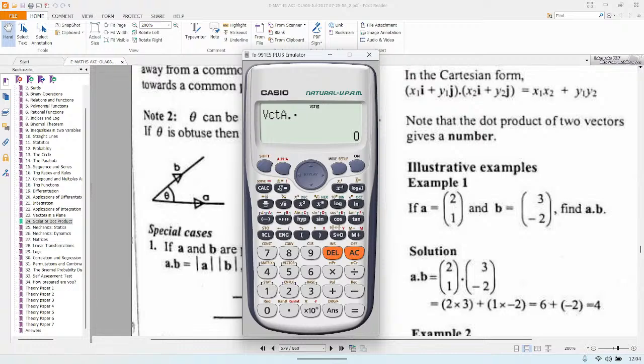So whenever you're writing, don't write it like how the book has written it. Put it in the middle. So dot product: Shift 5, 7 for dot. Then come and enter vector B. Shift 5 and 4. 4 is for vector. The answer is 4. Just like you have in the book.